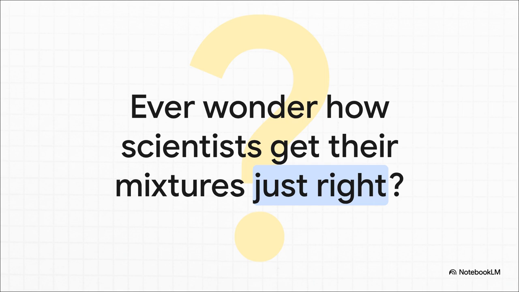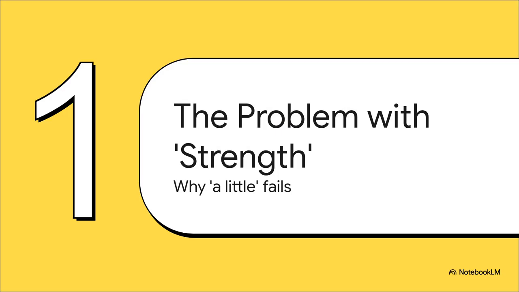Well, that kind of vagueness is a huge problem in science, and the stakes are way, way higher than a bad cake. You know, in a lab or a factory or especially a pharmacy, a little and a lot just won't cut it. An imprecise mixture could mean a failed experiment, a bad batch of product, or even a seriously dangerous chemical reaction. You just can't eyeball this stuff.